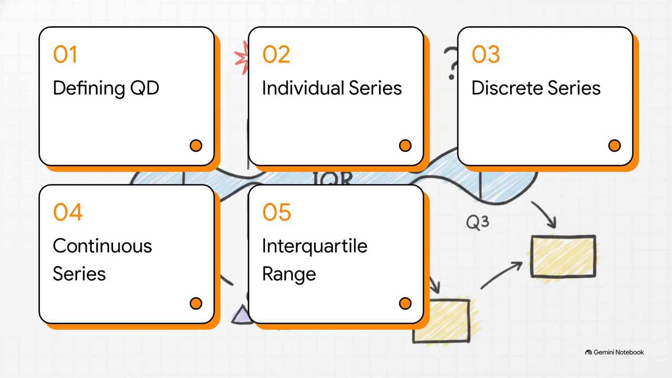Okay, let's just dive right into our roadmap for today. First, we'll define quartile deviation. Then, we'll solve it for individual series, discrete series, and continuous series. And finally, we'll wrap up with the interquartile range.